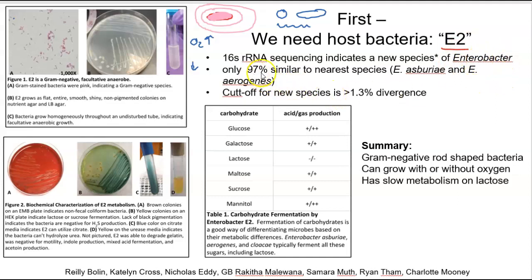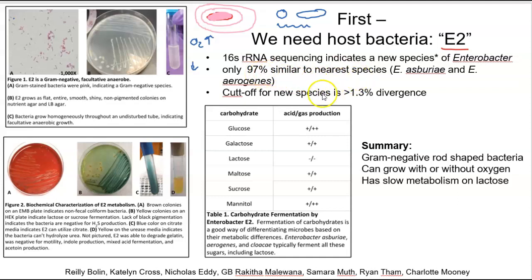And this was kind of the exciting part, is that it was only 97% similar to the nearest species that were sequenced in the database. And the cutoff for a new species for bacteria is 1.3% divergence. And here we've got a 3% divergence.